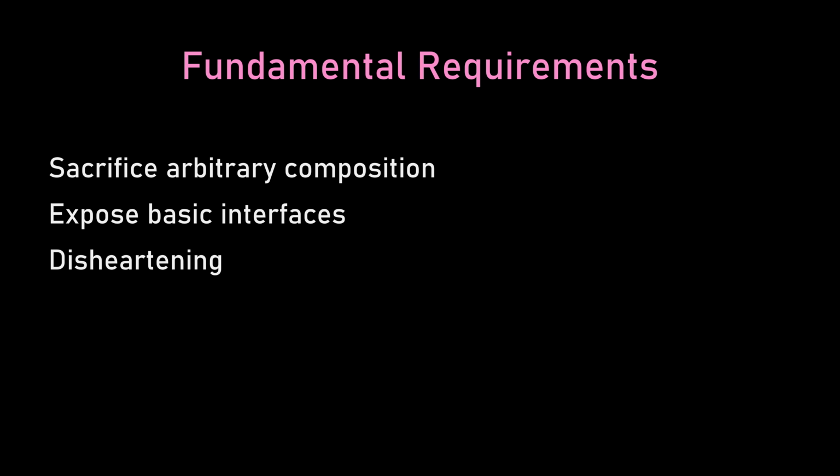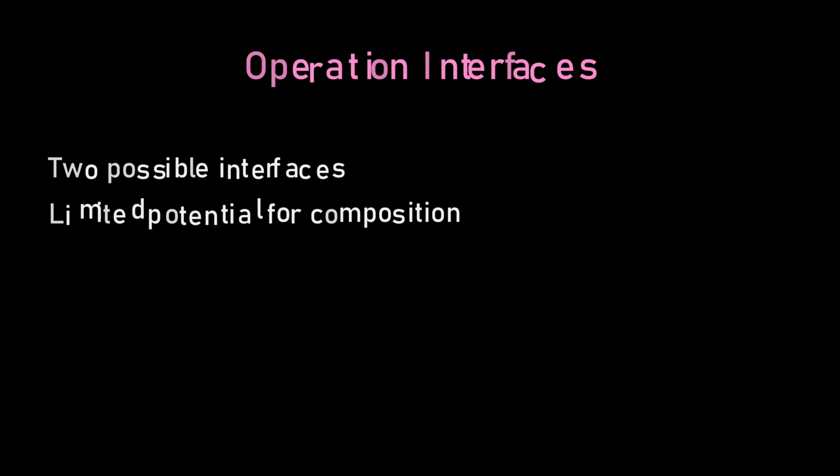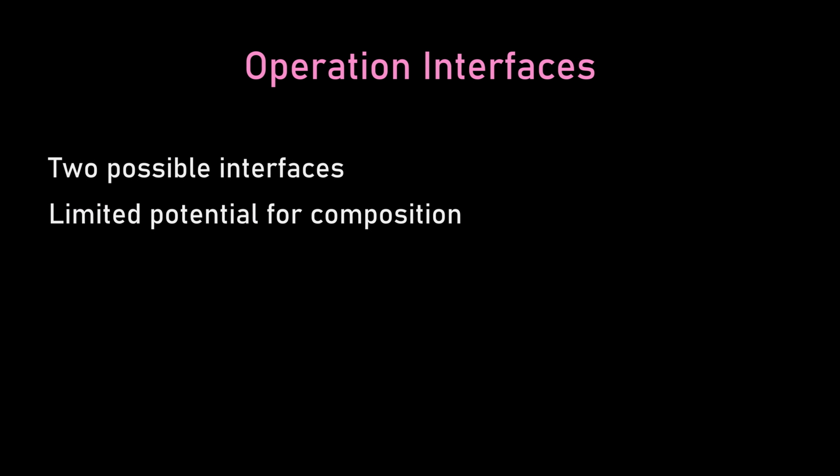These challenges cause systems to sacrifice support for arbitrarily composed distributed transactions by exposing only basic interfaces for their operations instead. This can be rather disheartening for those passionate about the versatility of distributed composition. We'll now look in detail at the two types of operation interfaces a system can expose and observe the limited potential for composability between them.